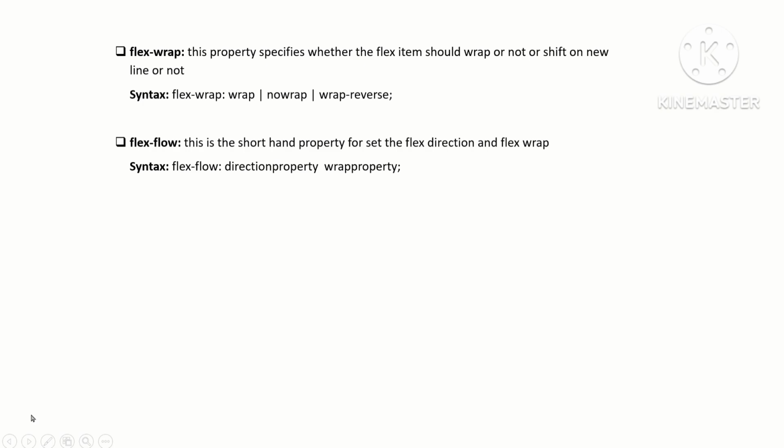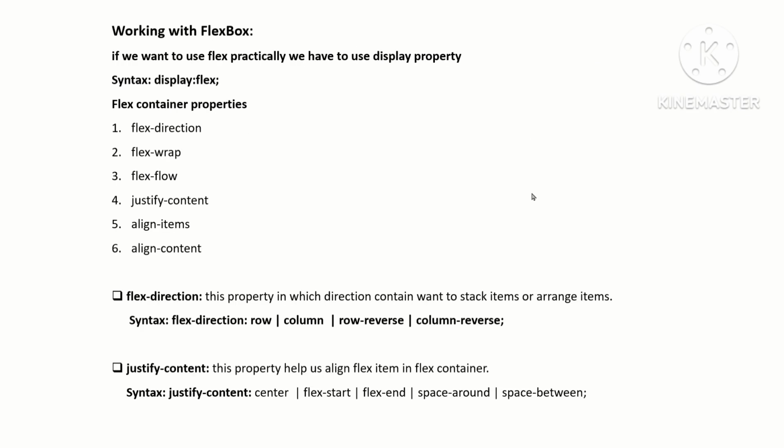The flex flow property is a shorthand for setting both flex direction and flex wrap at the same time. So instead of writing them separately, you can just do something like flex flow row wrap. This will set the direction to row and allow the items to wrap onto the next line.